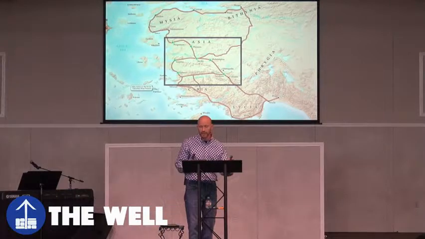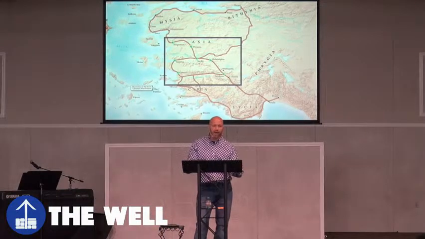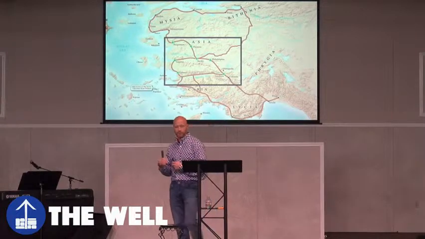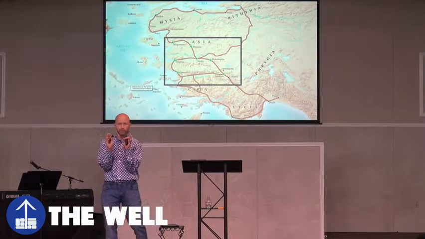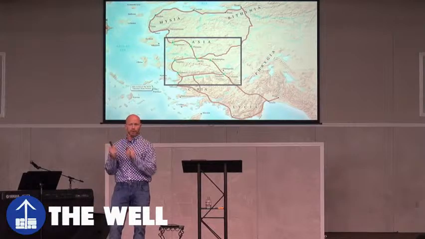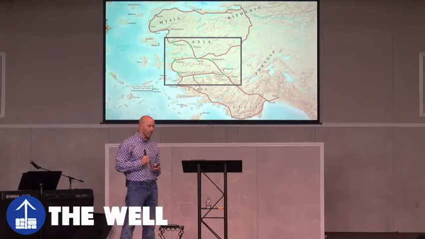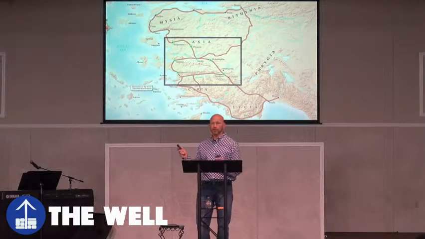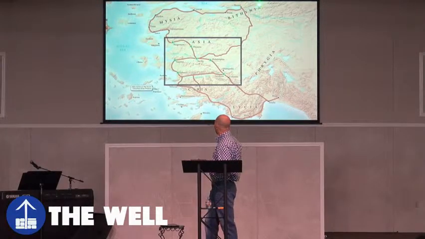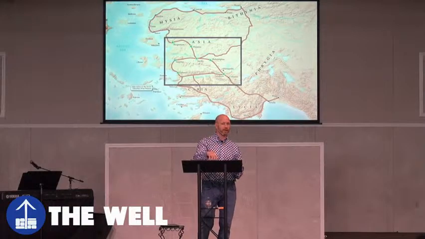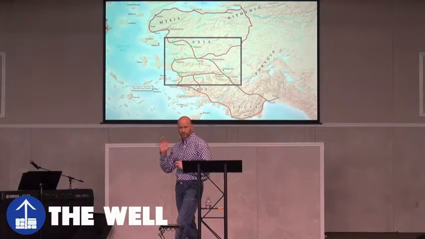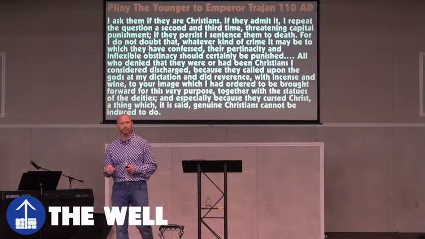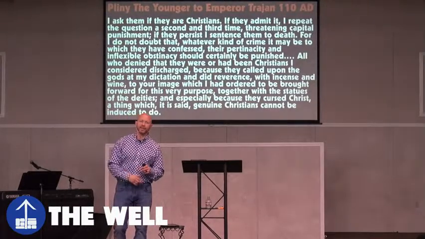Well, Pliny the Younger writes to the Emperor Trajan, who reigned after Domitian. There was a 2-year reign of Nerva, I believe, before Trajan. But Pliny the Younger writes to Trajan concerning this region right here and dealing with Christians in that region. I'm going to quote him. This is dated to around 110. This is what he says.